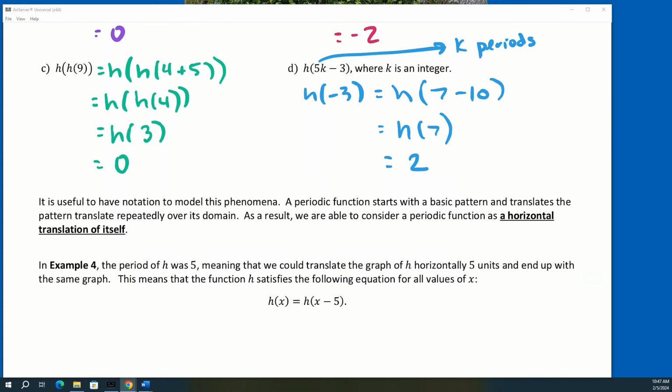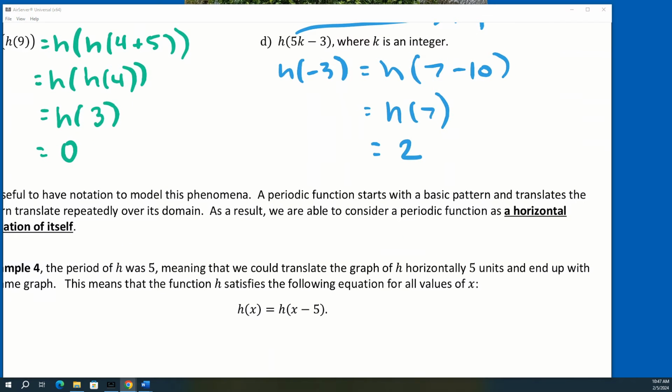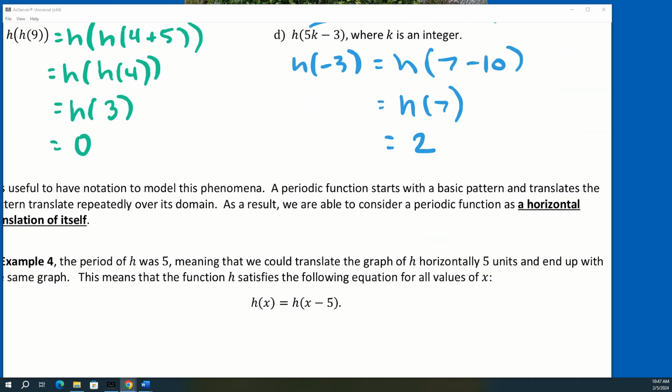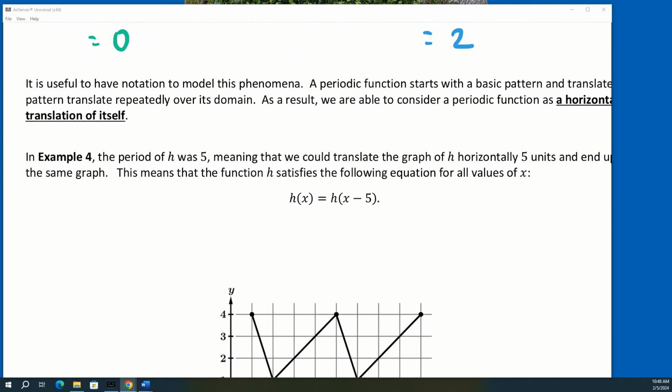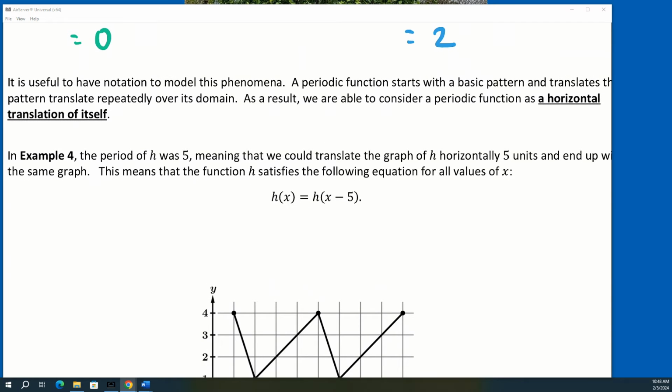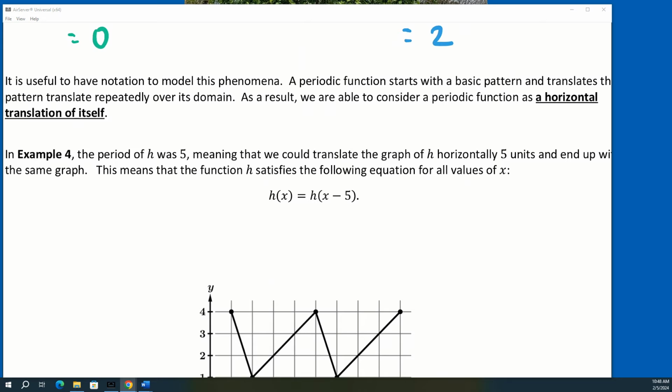Right? So a periodic function starts with a basic pattern, and then it translates that pattern repeatedly over the domain. You can think of a periodic function as a horizontal translation on top of itself. You just take that section and add the period to it, and it translates on top of itself over and over again. So for example, in number 4, where the period of h was 5, we could think of it as horizontally translating the graph 5 units to the left or right. It's going to give you the same graph.